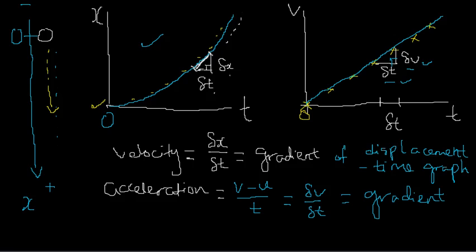And we have just seen that acceleration is also equal to a gradient, but this gradient is the gradient of this graph, the velocity time graph. So acceleration is equal to the gradient of the velocity time graph.